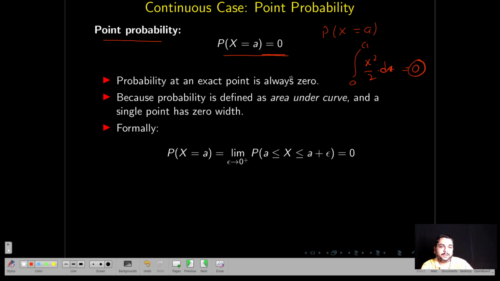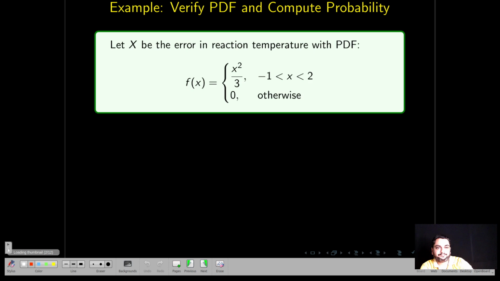We cannot have a point probability like the discrete case. Probability at an exact point is always 0 because probability is defined as area under the curve and a single point has 0 width. There is no area for a single point, right? So formally we write p of a less than or equal to x less than or equal to a plus some delta, some epsilon value. In the limits, I will explain what exactly it means. For the time being, you understand point probability means 0 in continuous case. Now let us take an example, you'll understand.